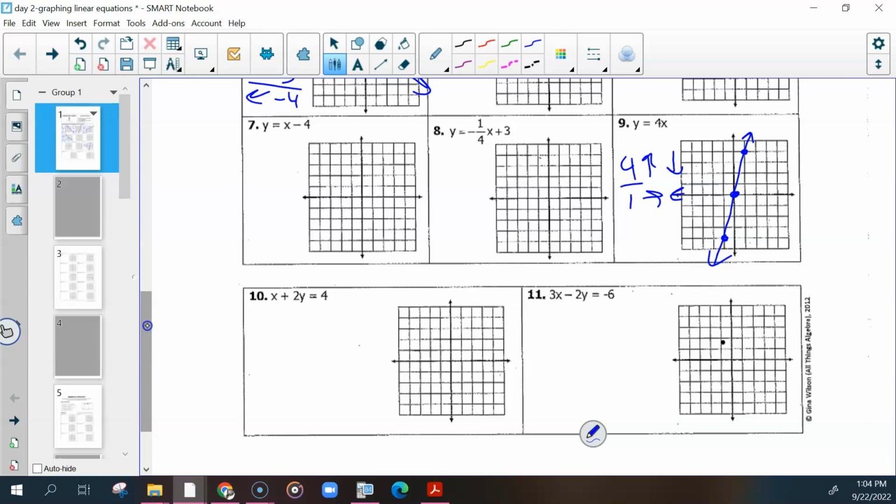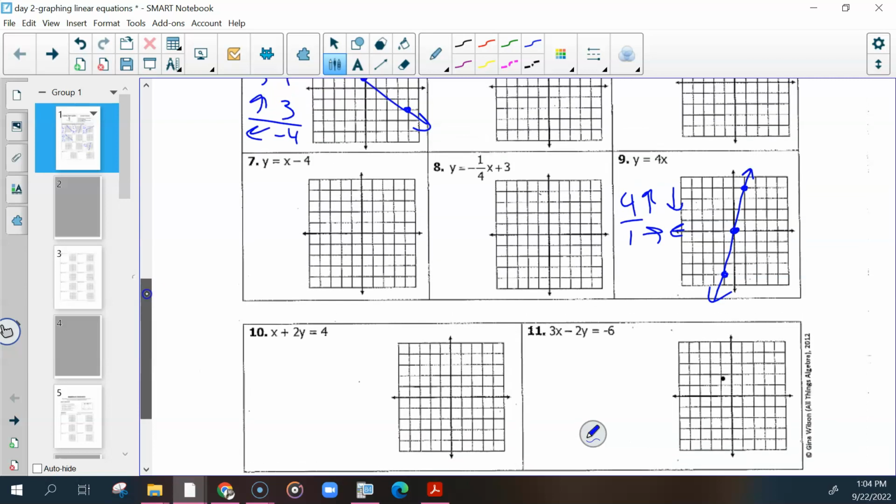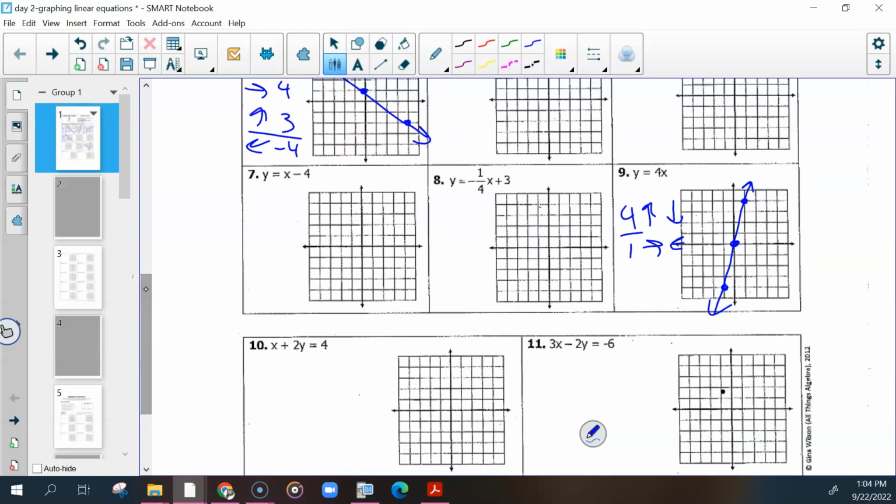Any others? 5 through 8? Yes. 7. We can do 7. For 7, your y-intercept is at -4. What is your slope here? 1. 1 over 1, and it's positive. So we can go up 1, right 1 as many times as possible. Down 1, left 1, just once.